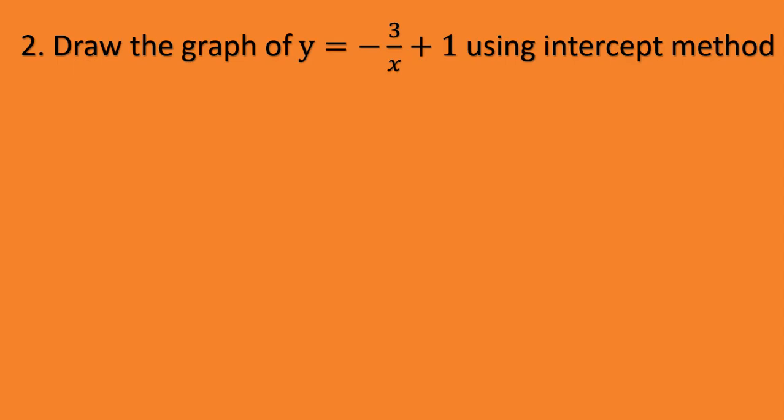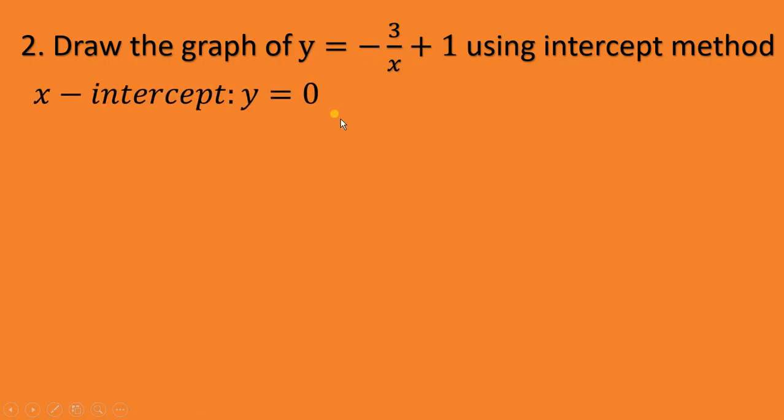In our next problem, we've got: draw the graph of y equal to negative 3 over x plus 1, again using the intercept method. And before I start, I see my a over x part is a negative, so I know this is going to be in the second and in the fourth quadrant.